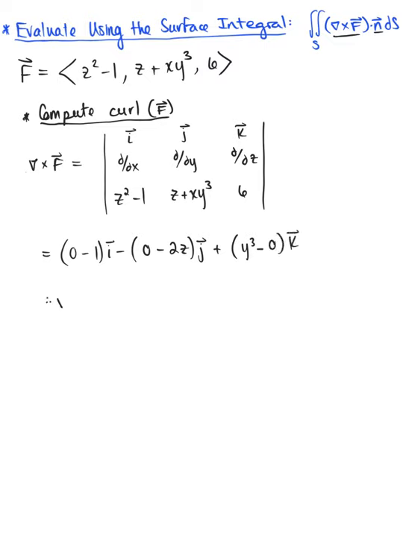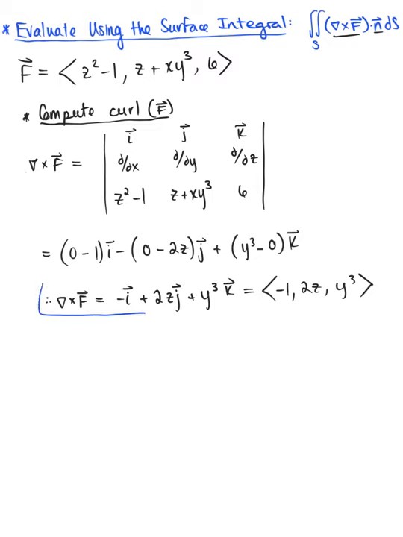So we can say, therefore, the curl of our vector field is defined as minus i hat plus 2z j hat plus y cubed k hat. And we can put that into our component form, minus 1, 2z, y cubed. So now that we have the curl of the vector field, we need to go ahead and find a normal vector.